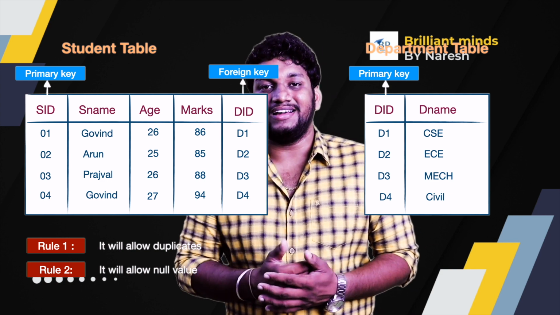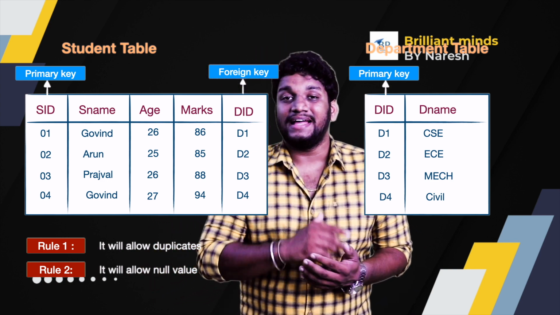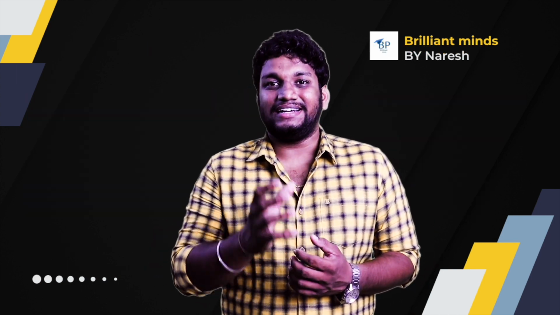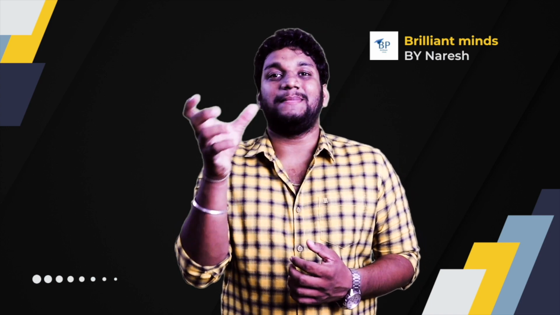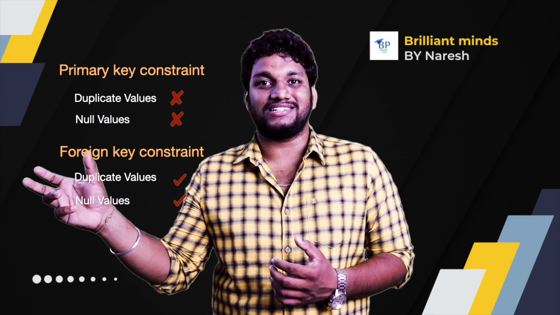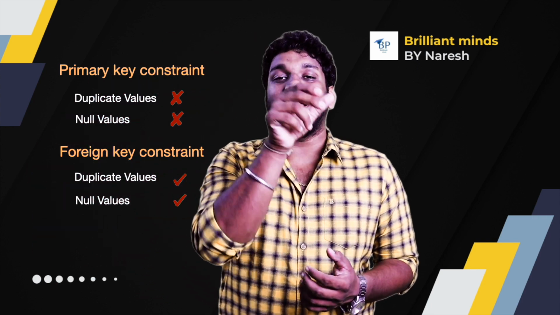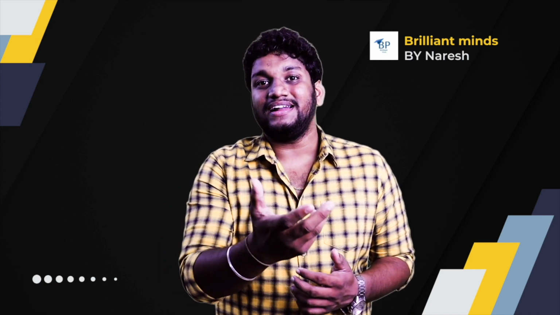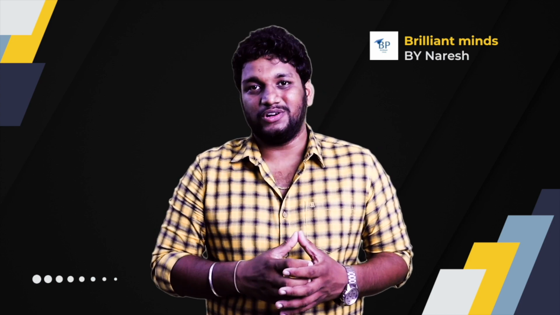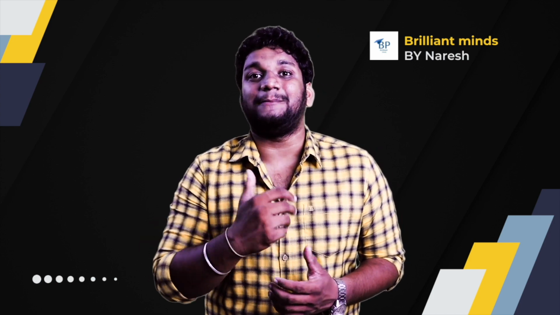Foreign key constraint will allow duplicate values and also it will allow null values, which means it is completely opposite to primary key constraint. In one table it is acting as a primary key constraint. If you add that column to another table, then it will act as a foreign key constraint, where it will allow all the duplicate values and also the null values. Why? How is it happening? In one table it is not allowing, and in another table how is it allowing?